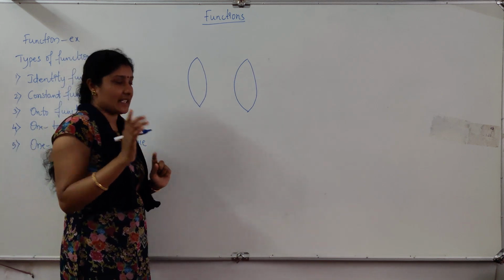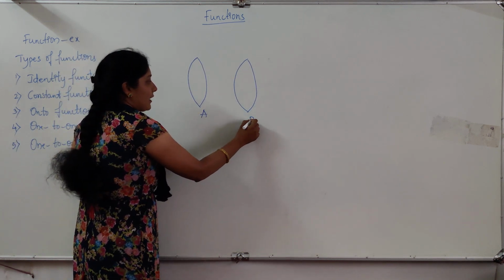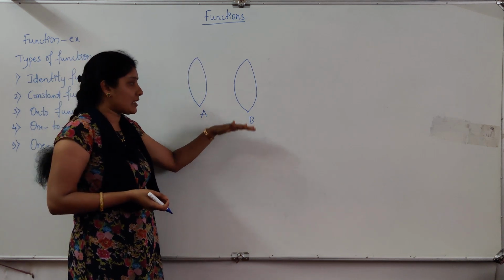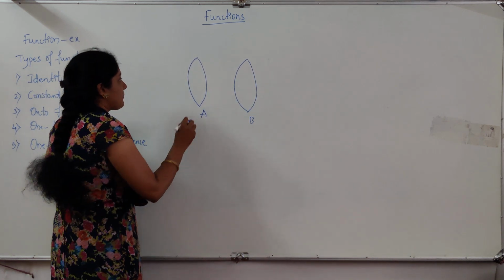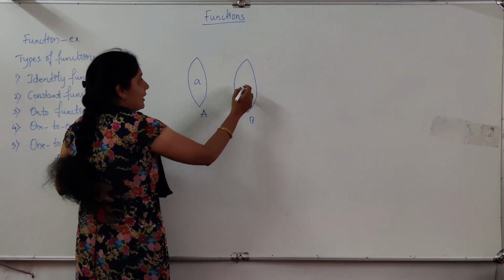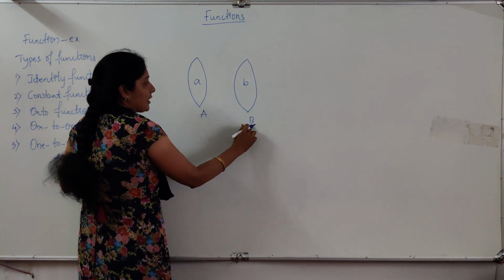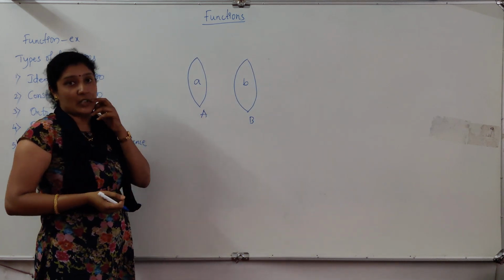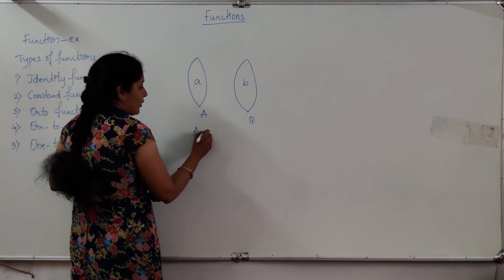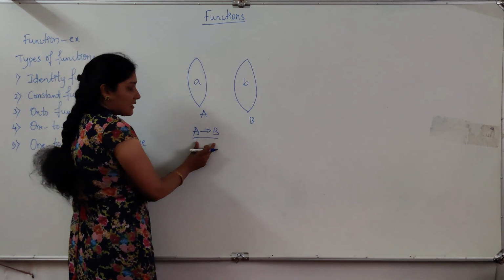Consider there are two sets, A and another one is B. A is also having a number of elements and B is also having a number of elements. So consider an element a in A and an element b in B. Now what is this function? The function is nothing but a relation from A to B. It is considered like this.